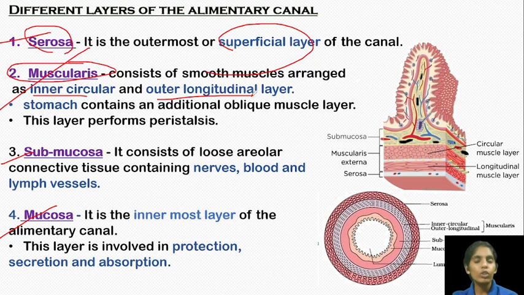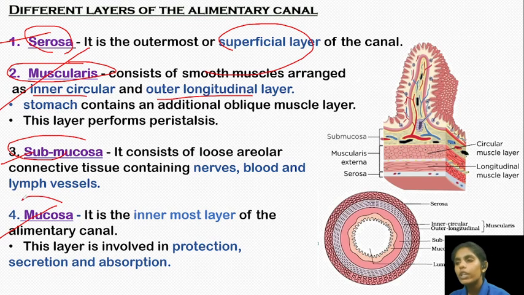The function of the muscularis layer is to perform peristalsis. Peristalsis means the alternate contraction and relaxation of the smooth muscles present in the wall of the alimentary canal. This alternate contraction and relaxation will cause the propulsion of the food from one part to another part of the alimentary canal. Now the other layer is the submucosal layer. It is the layer in which all the blood vessels, lymphatic vessels, and the nerves are present.